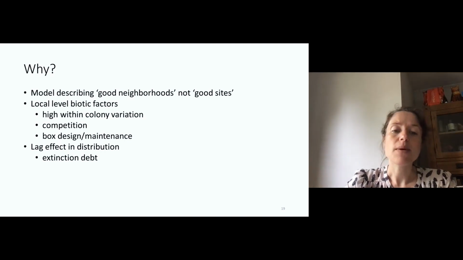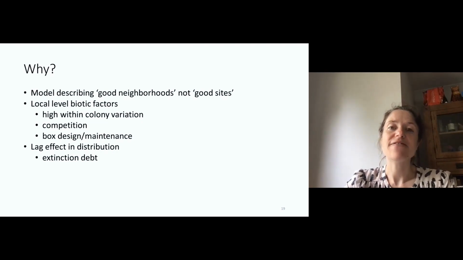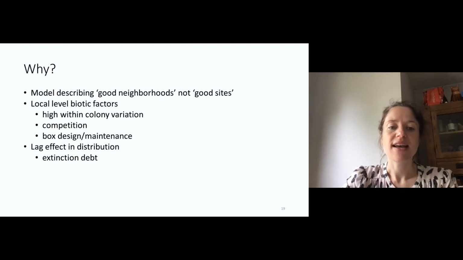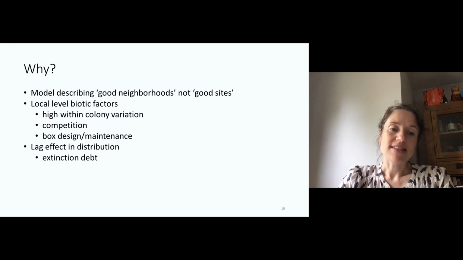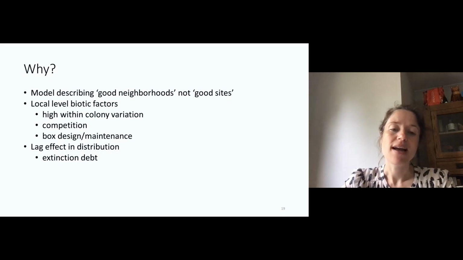More worryingly, we might be seeing a lag effect in the Purple Martin distribution. Purple Martins are quite highly philopatric. They come back to the same areas year on year, and often their offspring follow that same migratory pathway. If habitat quality declined in that area through time, martins might still nevertheless keep showing up, leading to this lag effect or potential for an extinction debt in the species.